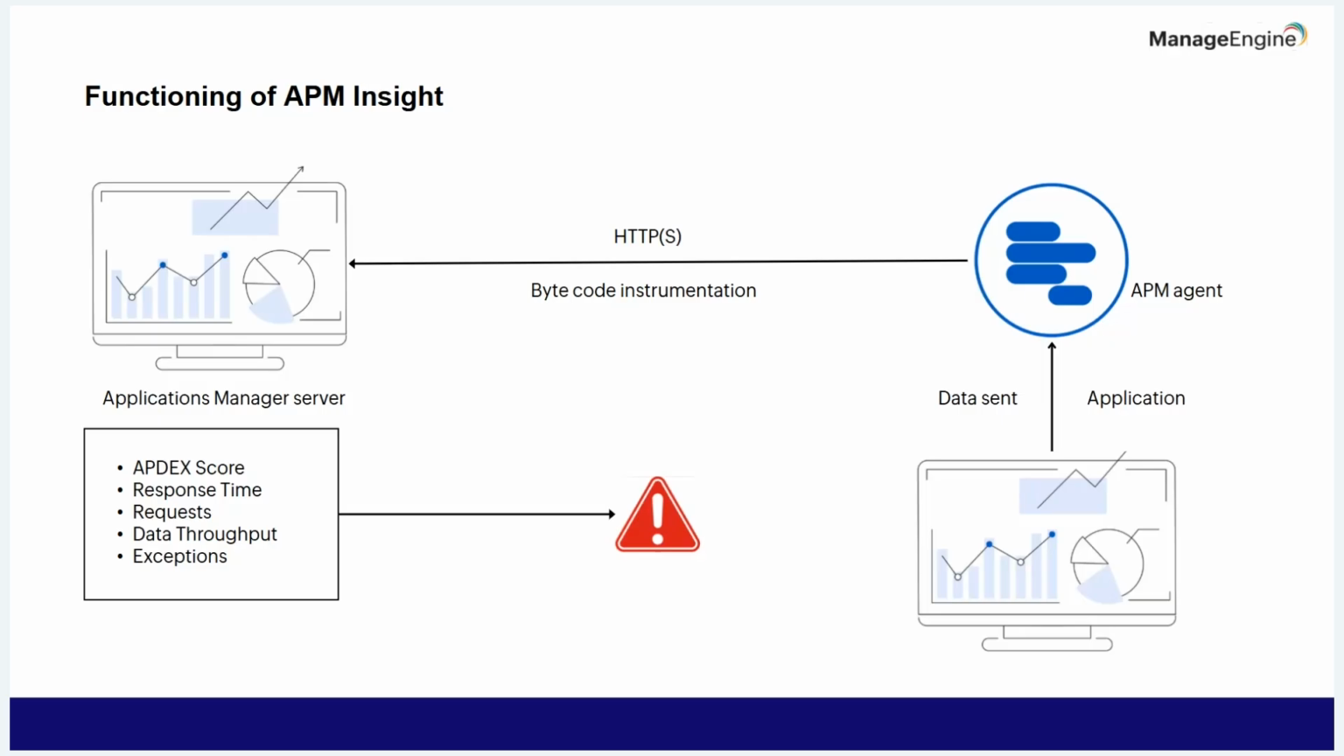How does this APM Insight work exactly? APM Insight is an agent-based module, which is applicable for your web applications built on different frameworks. The application agent is deployed on your application server, and with the help of bytecode instrumentation and secure HTTPS protocols, the agent collects the transaction details of your application and sends them to OpManager Plus for monitoring.